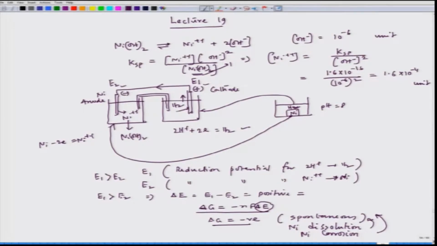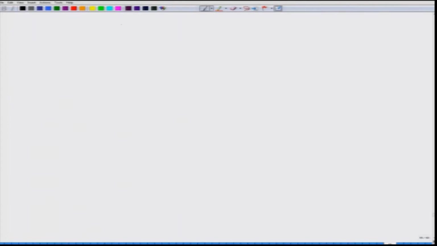Now, our main interest should be to find out the reduction potential on this side and the reduction potential on that side. So, let us find out. Now, we have all the data, because we know the nickel ion concentration, which is 1.6 into 10 to the power minus 4, in molar units. So, now H plus is equal to 10 to the power minus 8. Now, let us see what potential it would get.